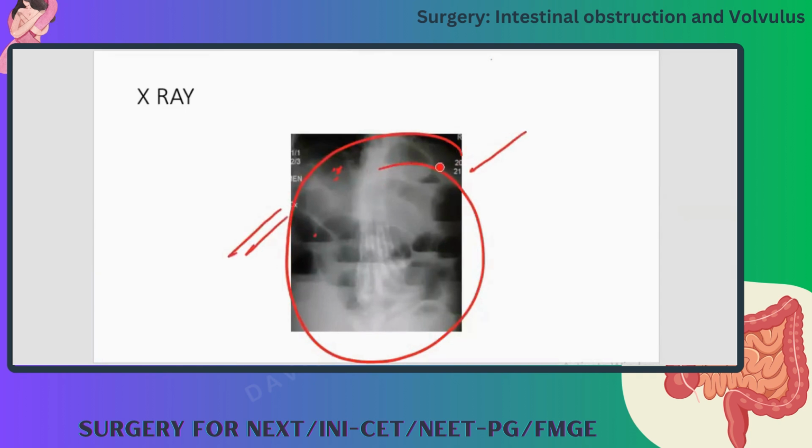What are the 4 cardinal features of obstruction? Obstipation, vomiting, abdominal distension, abdominal pain. On seeing that question only, you get some idea that it is intestinal obstruction. And once you see the X-ray, you are double sure that this is intestinal obstruction. Got my point?